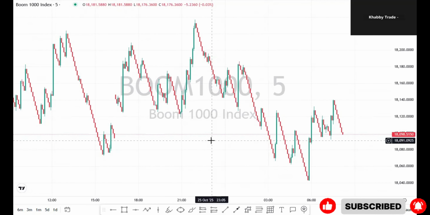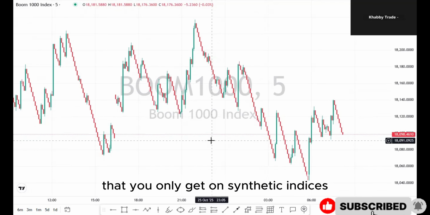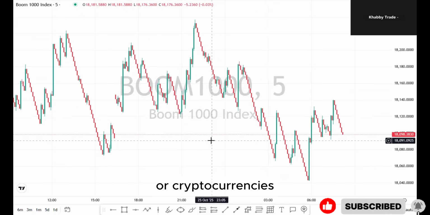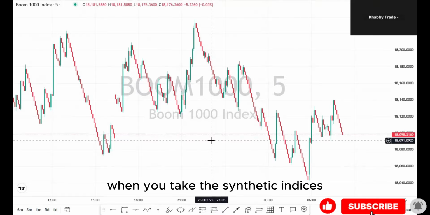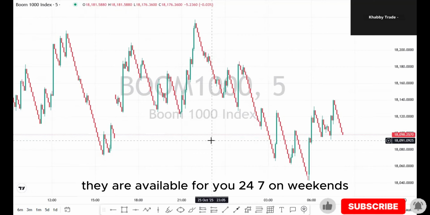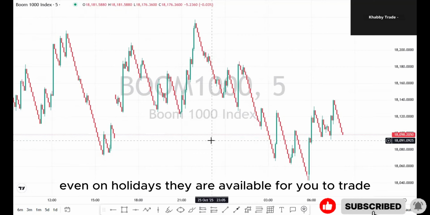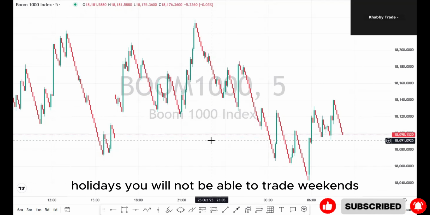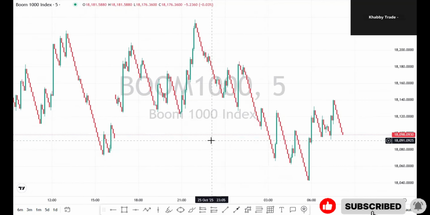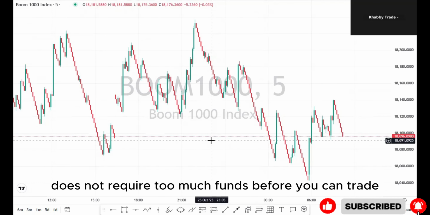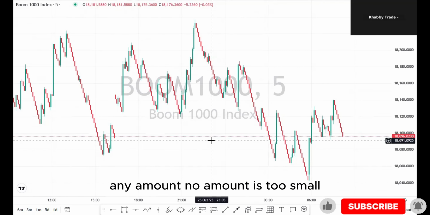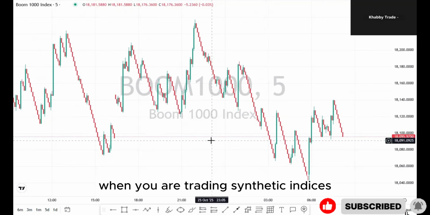With that being said, I would like to talk about some of the advantages that you only get on synthetic indices that you will not find on Forex, stock indices or cryptocurrencies. Synthetic indices are available for you 24/7, on weekends, even on holidays, and the volatility is constant. Unlike currency pairs, where on holidays and weekends you will not be able to trade. Low capital requirements: synthetic indices do not require too much funds before you can trade well. You can start with as little as you can afford. No amount is too small when you are trading synthetic indices.